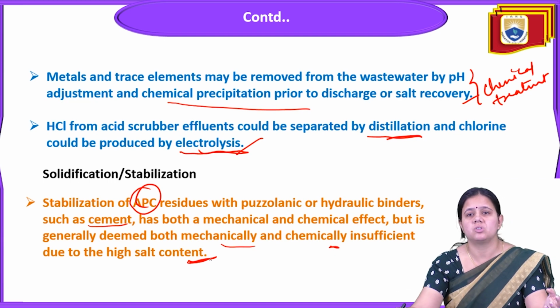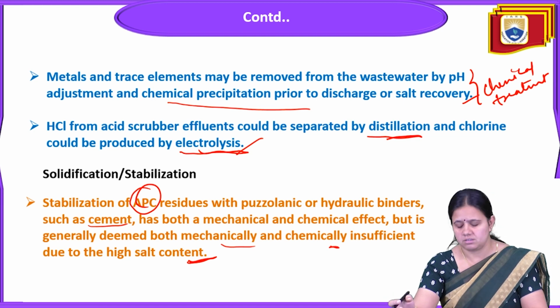Stabilization of air pollution control residue with some pozzolanic and hydraulic binders like cement has both mechanical and chemical effects, but it is generally deemed both mechanically and chemically insufficient due to the high salt content. Because of the high salt content, it will be insufficient and cannot be used more.